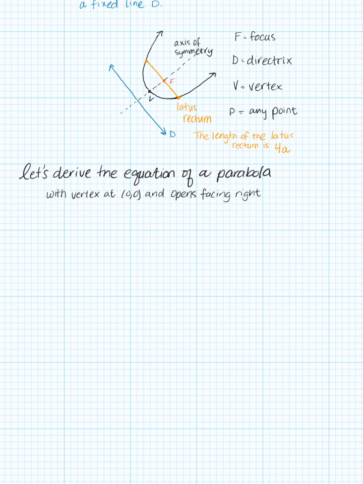Let's see if we can derive the equation of a parabola. Let's go ahead and just fix our parabola so that the vertex is at the origin and that this parabola opens facing right. So that means our focus is on the x-axis, and again, our vertex is here at the point 0, 0. We can go ahead and draw our directrix, which is the line beyond the vertex, the same distance from the vertex as the vertex is from the focus.